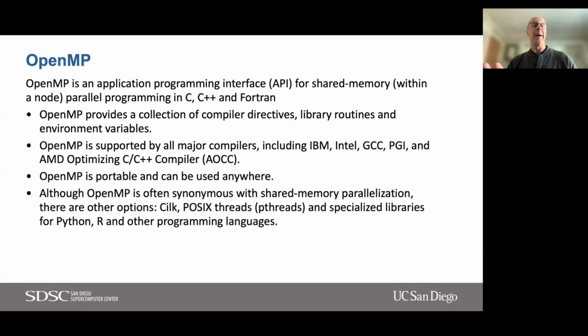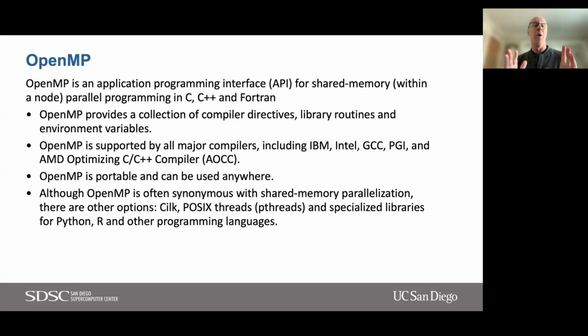Now, OpenMP is a different approach to parallel programming, and this is for shared memory parallel programming in C, C++, and Fortran. The approach is a little bit different. OpenMP provides a collection of compiler directives, library routines, and environment variables.